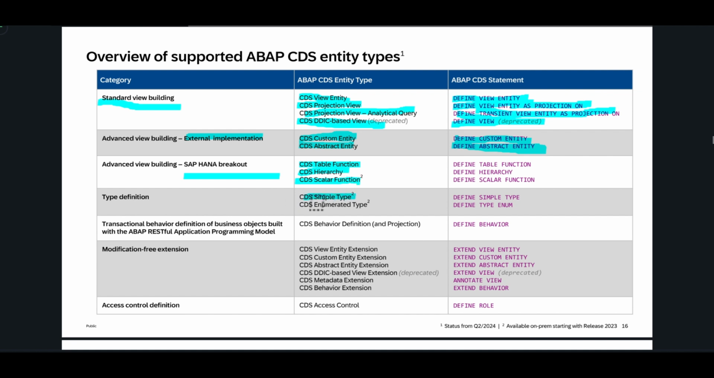Type definition is also new: simple type and enumerator type. This is basically where you can create a simple type and reuse it in many CDS views. Likewise, you can create constants and use them globally. That's an enum type. Okay, and CDS behavior definition and projection.